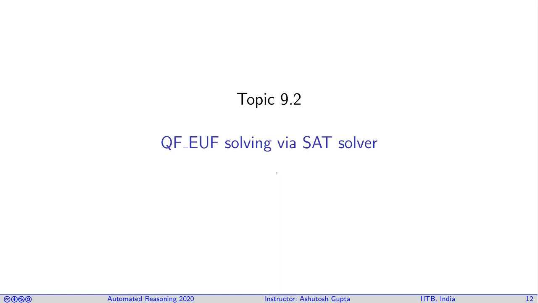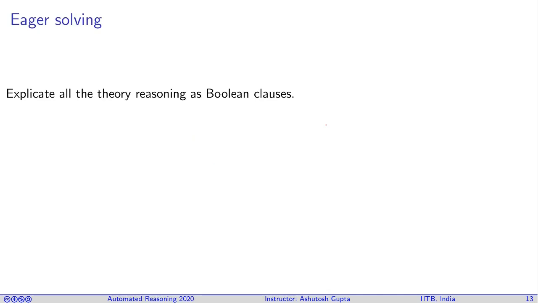Now we will look at a method of solving quantifier free EUF formulas using SAT solvers. SAT solvers do not understand any equality. All they know are Boolean variables, disjunction and conjunction, and they take input in CNF form. So what do we do? We translate every theory reasoning into Boolean clauses, and then ask the SAT solver whether it is a satisfying formula or not. Let's see how we do it.